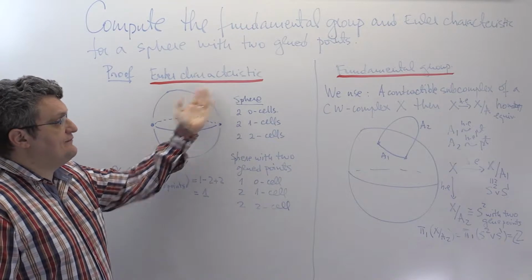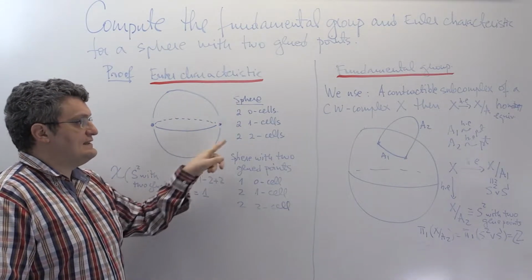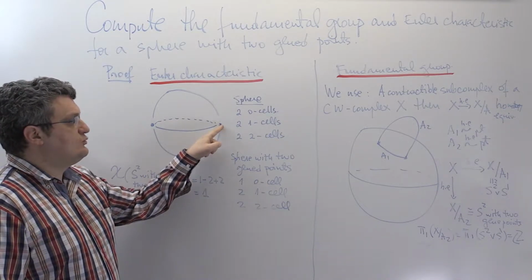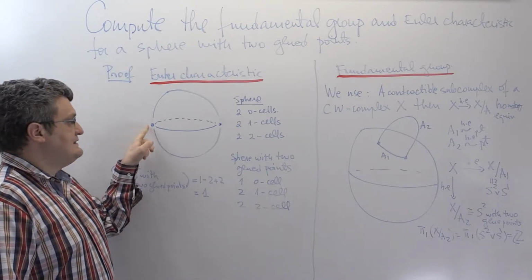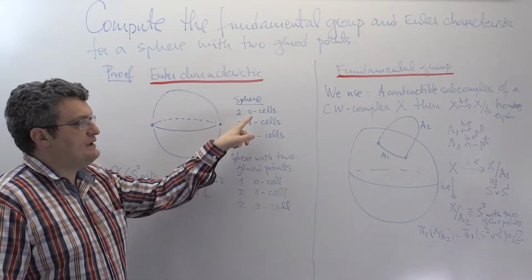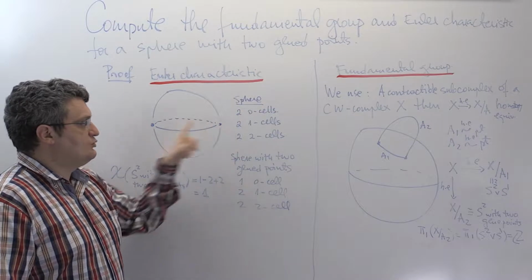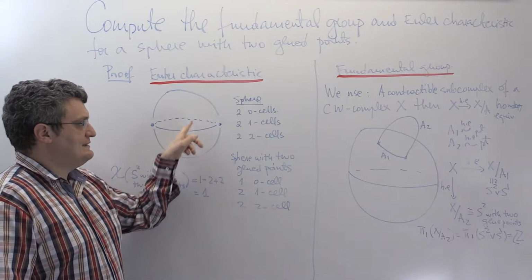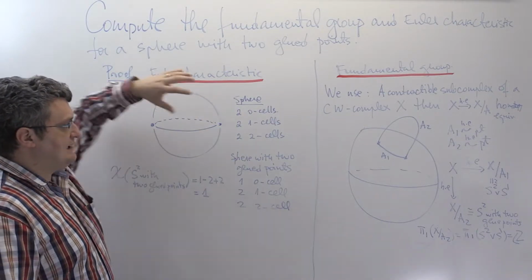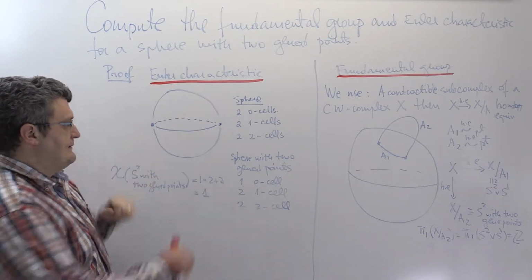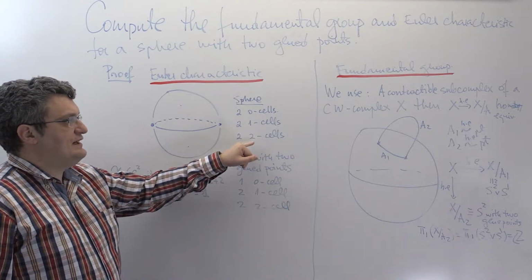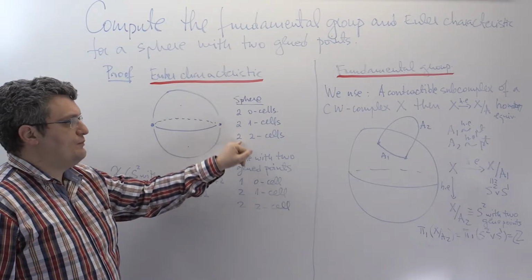So Euler characteristic first. Consider the sphere and the CW complex decomposition of the sphere that includes the 2 points that you want to glue, these two antipodal points. So the CW complex decomposition will be given by the 0 cells, the 2 points that you want to glue, 2 1 cells on the circle that is the middle circle of the sphere, and 2 2 cells given by these parts, this and this. So the Euler characteristic of the sphere can be computed like 2 minus 2 plus 2.